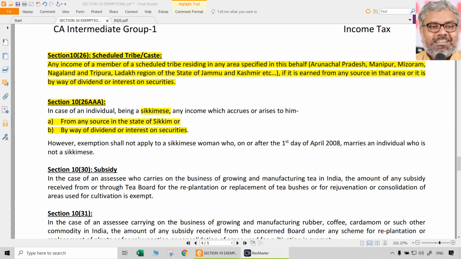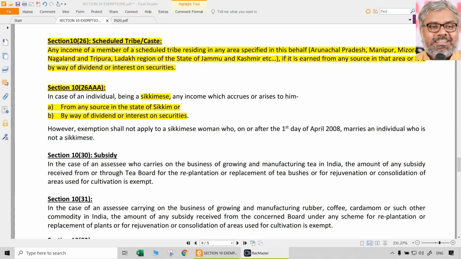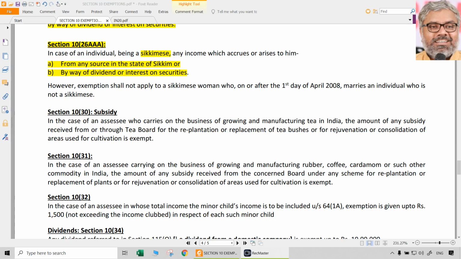Of course, it is not that outsiders can come there and earn income in Sikkim and that is exempt. No, that person should be belonging to Sikkim. So, being a Sikkimese, if an individual earns income within the state of Sikkim, or even if he earns income anywhere else in India by way of dividend or interest on securities, the entire such amount is exempt from tax. So that's a big exemption given to individuals belonging to the state of Sikkim.